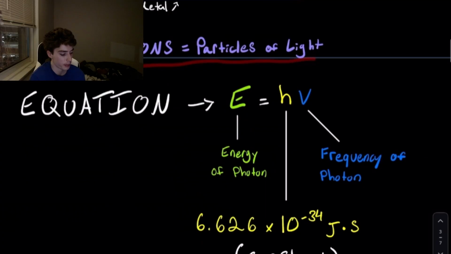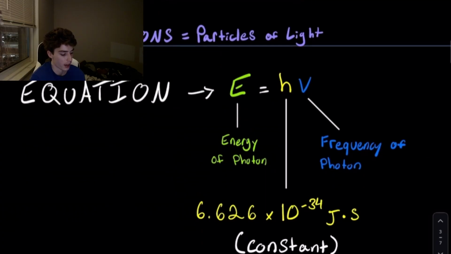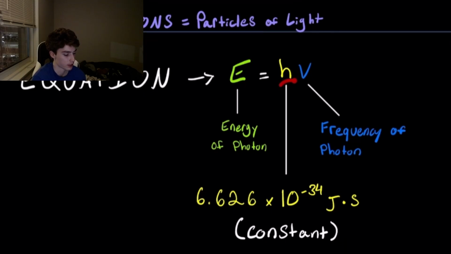This is going to be the equation if you wanted to find the energy of a photon. Why would we want to know the energy of a photon? Well, we want to know if it has enough energy to knock an electron off of this metal surface, right? We do this by Planck's constant times the frequency of a photon.